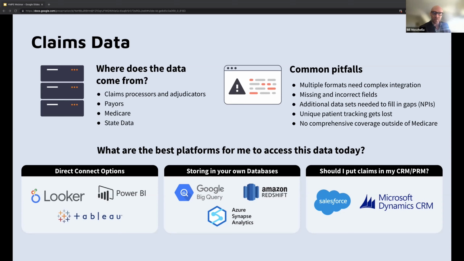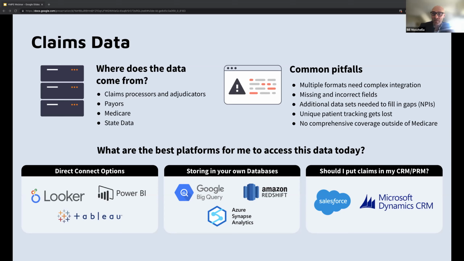Now, the common pitfalls that you'll find in claims data is that there are multiple formats, and so it requires complex integration. It's messy data. There are a number of missing and incorrect fields, as unfortunately providers aren't the best at filling out this information, and there are a number of fields that are not required. Finding a referring physician on a claim is not a required field. And for many of you who are looking at leakage and understanding affiliations and referral patterns, this is an area where analytics is important, because that information is missing on the raw claim.